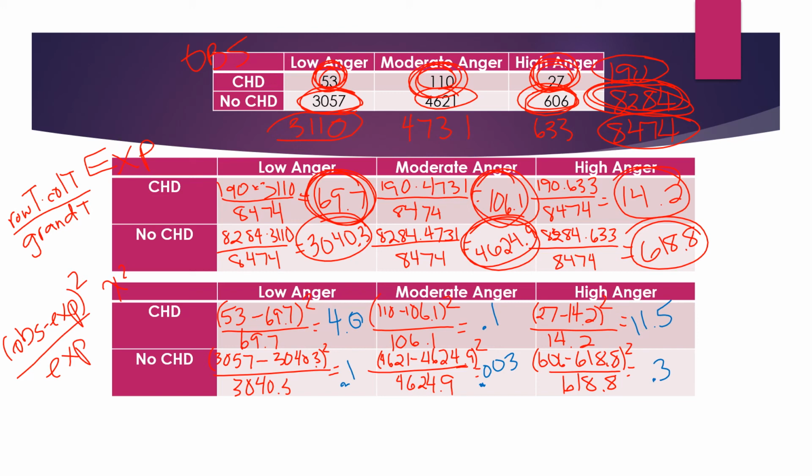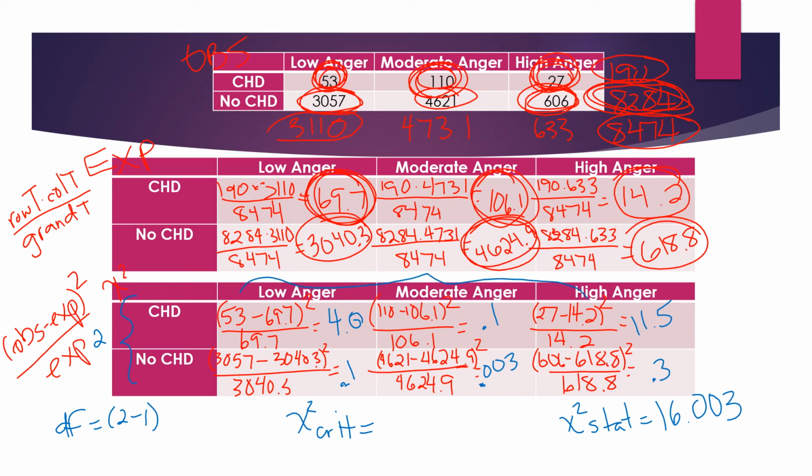All right, so let's see what we got here. Our test statistic, if we add all of these up, 4 plus 0.1 plus 11.5, ooh, that was a big one, plus 0.1 plus 0.003 plus 0.3, we get 16.003. Now let's compare that to our critical value, so degrees of freedom, and then we need our critical value here. Degrees of freedom, we did earlier, the number of categories minus 1. The difference is we have 2 variables. So here we're going to do 2 minus 1, and across the top, 3 minus 1. So 2 minus 1 is 1, 3 minus 1 is 2, and 1 times 2 is 2 degrees of freedom.